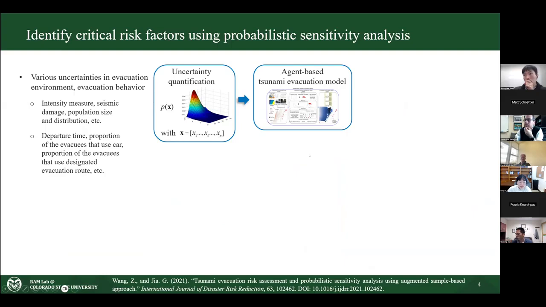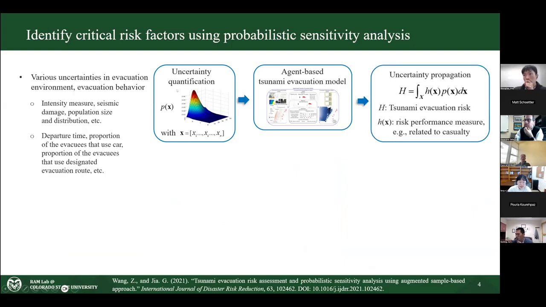So there are so many variabilities in this model. That's why, to really understand this, we need to propagate these uncertainties. And here it is written as this integral, this capital H, is the tsunami evacuation risk that we're interested in, and depends on the output of the model, which is in lowercase h(x), right? So x is input, h(x) is output, and here is just some risk performance measure, for example, related to casualty, if you're interested in casualty, or it could be something related to time, if you're interested in how much time people have to evacuate, right?